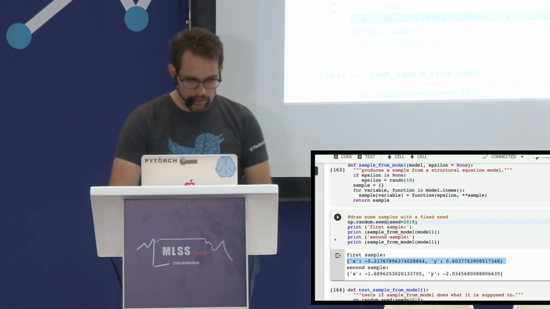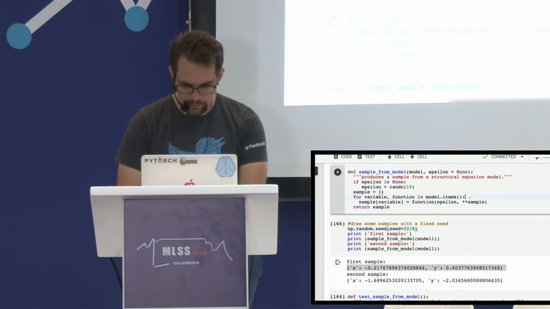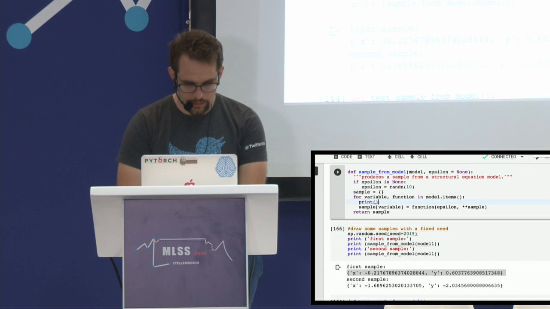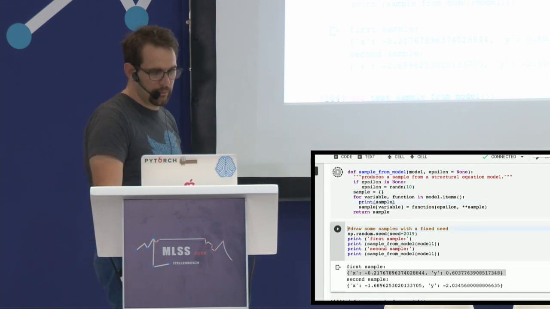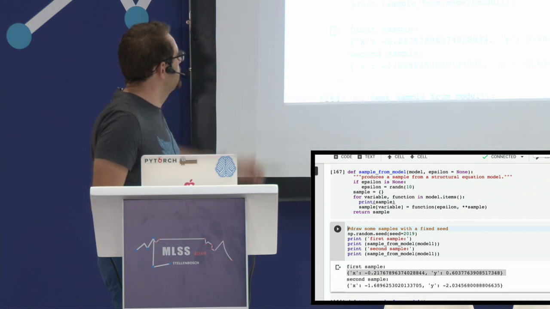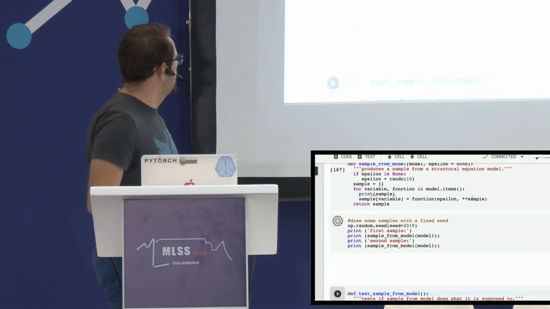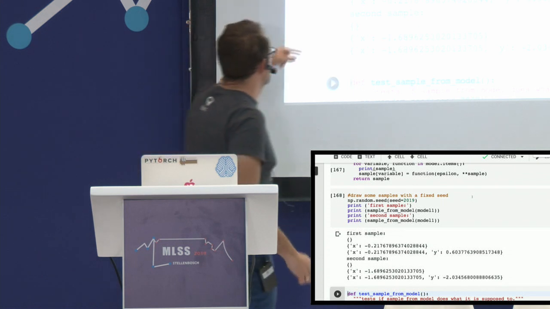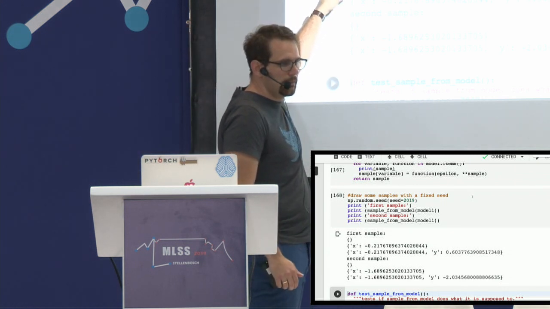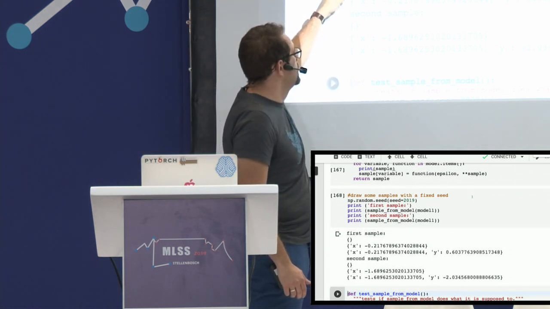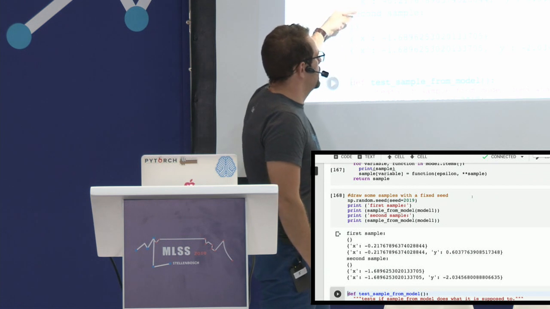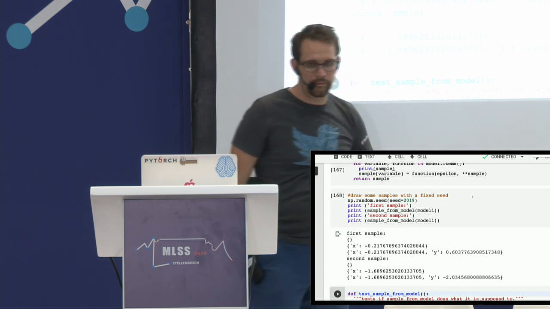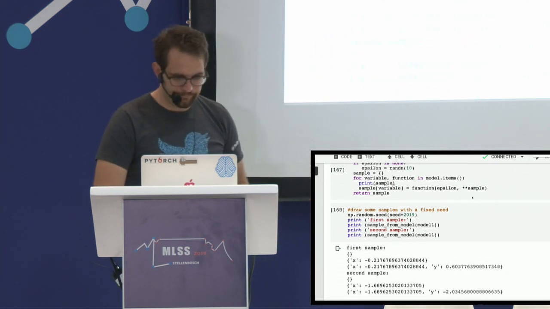And we can look inside this function of how this actually happens. So I can print the sample at every single step in this for cycle. And you're going to see that what happens is that you start from an empty sample where none of the variables is instantiated. Then the value of X is set. And then this value of X is passed on to the function that computes Y, and finally you get both X and Y in this way.